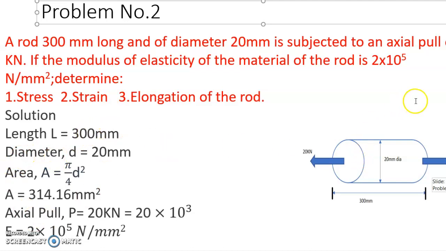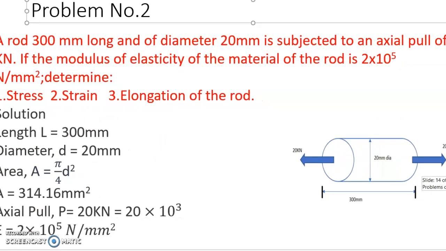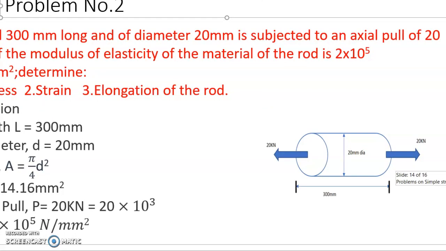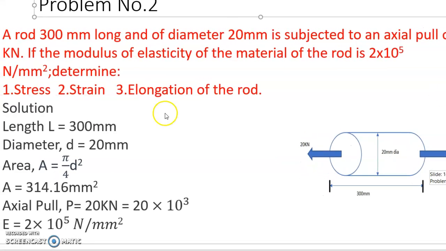L stands for 300 mm. This is the figure. 300 mm is the length, 20 kilonewton is the load, 20 mm is the diameter. Now just write down L equals 300 mm, D equals 20 mm, A equals pi by 4 D square. So area equals 314.16 mm square. Here in this video I am assuming that you are going to take pen and paper and solve this problem, so that's why I told you to just calculate or write. Okay. So L equals 300 mm, D equals 20 mm, area is equal to pi by 4 D square, that you all know.